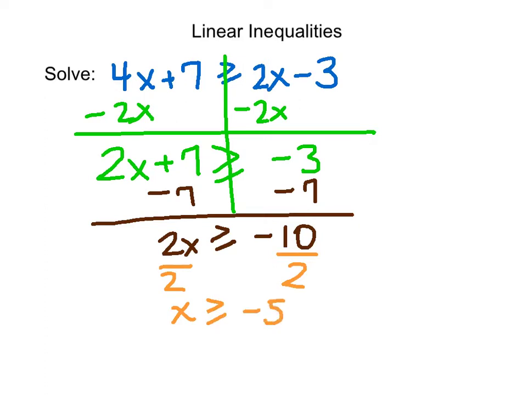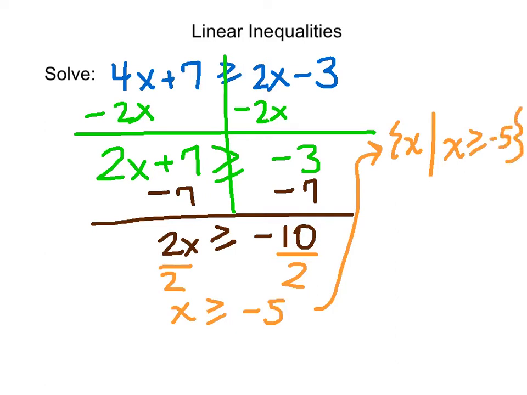Sometimes this answer needs to be reported in different formats, so we can report this solution set this way: all x's such that x is bigger than or equal to negative 5. Or if we're using interval notation, which we talked about in the previous video, we would write it this way: negative 5 is included, and every x infinitely. And remember, whenever we use the infinity symbol, we use the open notation, because infinity can't be included.